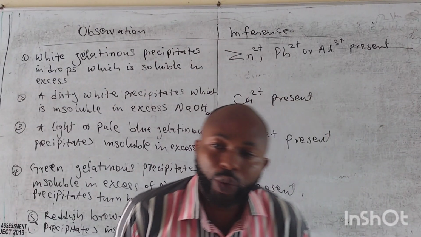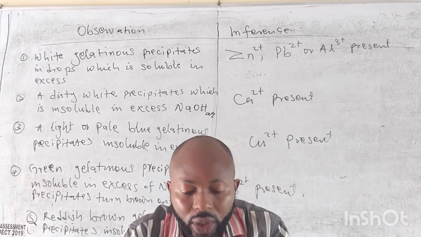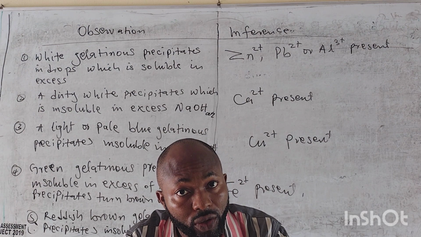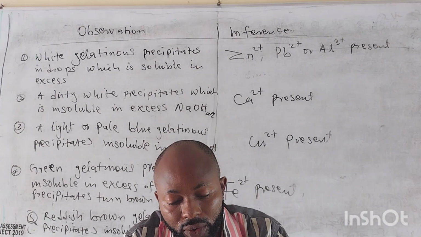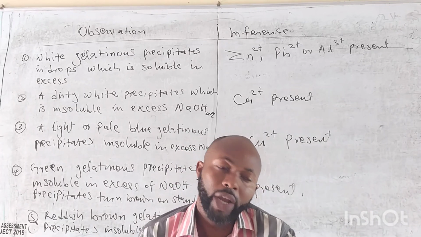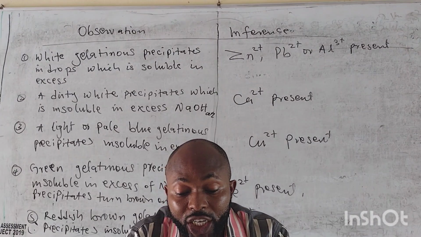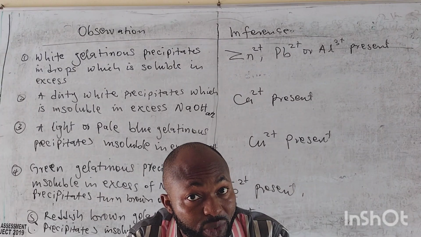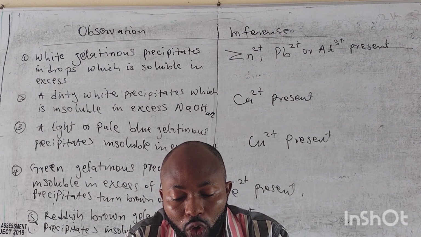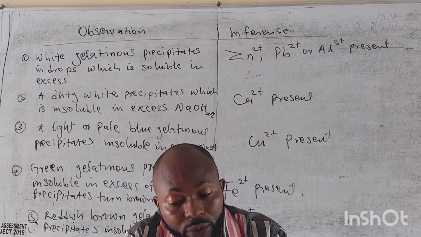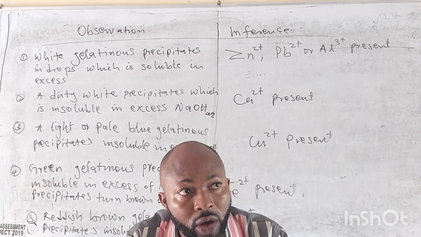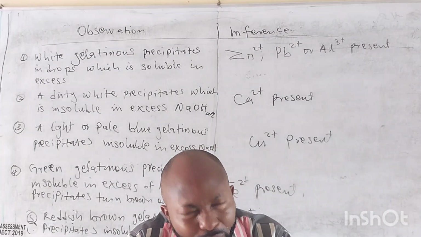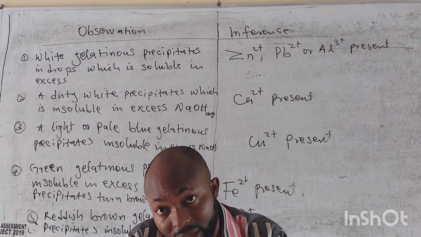Now, one of the major ways we use in identifying our cations, which we call the precipitation procedure, is to use our aqueous sodium hydroxide and aqueous ammonia solution. For the first one, when we add sodium hydroxide and the observation is a white gelatinous precipitate in drops, which is soluble in excess, we're looking at zinc, lead or aluminium being present. A compound that contains zinc, aluminium or lead gives us a white gelatinous precipitate in drops, which is soluble in excess sodium hydroxide.